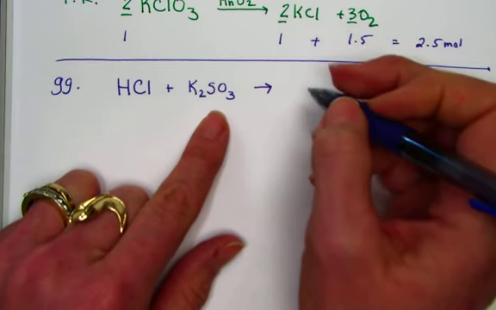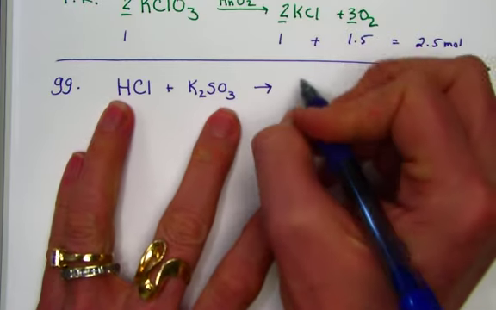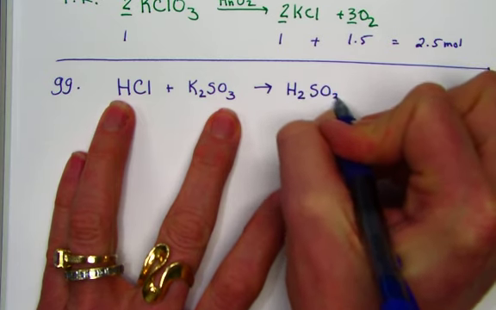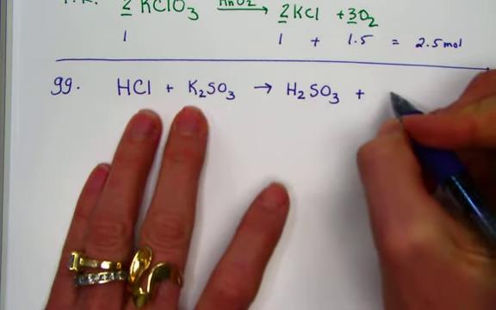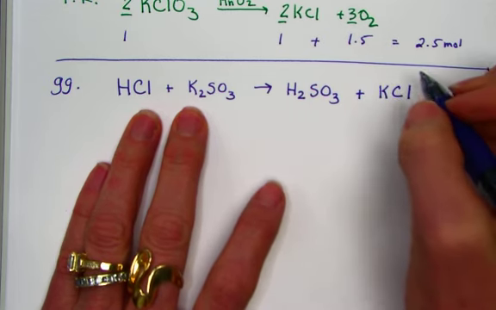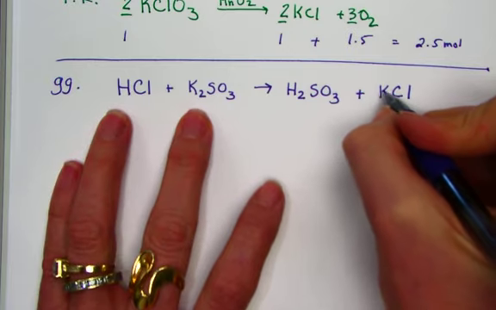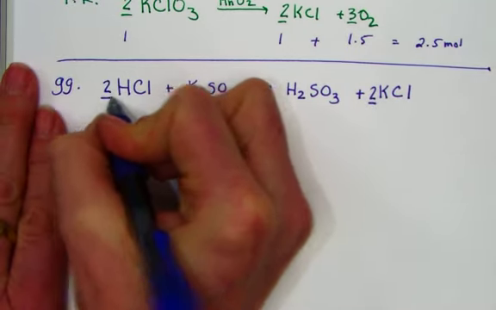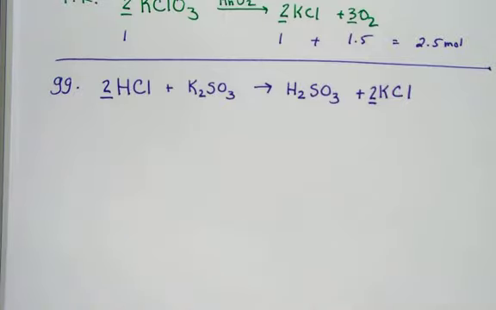In the double replacement pattern, H goes to SO3, but based on charge, we would get H2SO3, and potassium goes to chloride. Based on charge, we get KCl. Let's take a moment and balance. 2 KCl's, 2 HCl's, and we're good.